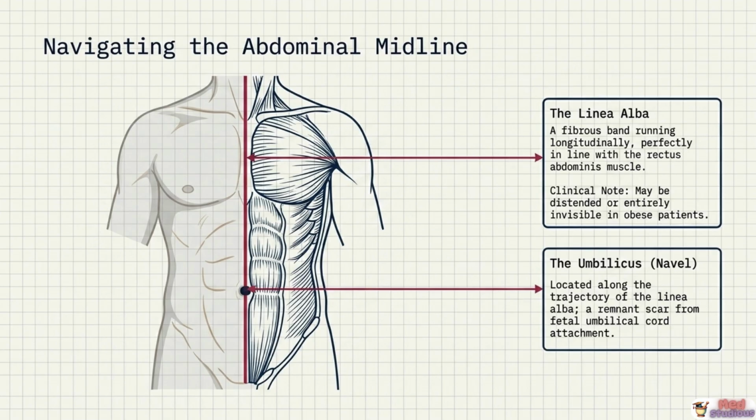In muscular, lean individuals, the linea alba is visible as a slight midline depression between the 2 rectus columns. It is the primary surgical incision landmark for midline laparotomies because it is relatively avascular. Cutting through it minimizes bleeding. A critical clinical note: in obese patients, the linea alba may be completely invisible and may even appear distended or bulging. This is called a diastasis recti, when the rectus muscles separate, which is common after pregnancy. At the midpoint of the linea alba lies the umbilicus, the navel, a scar remnant from fetal umbilical cord attachment, and the most universally recognized surface landmark of the entire abdomen.